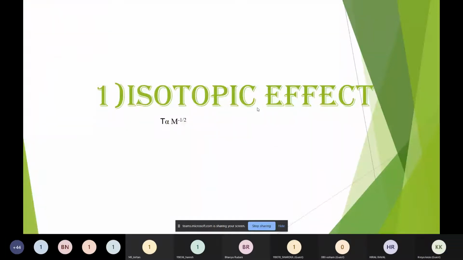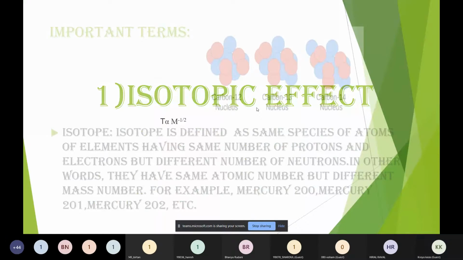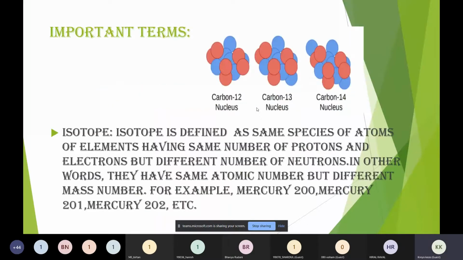Let's first start. To know the isotopic effect, we need important terms. First, we have the isotope. So what is an isotope? As seen in the slide, species of atoms of elements having the same number of electrons. We also know that the number of protons is the same as the atomic number. So it is also defined as species of atoms of elements having the same atomic number but different mass number.